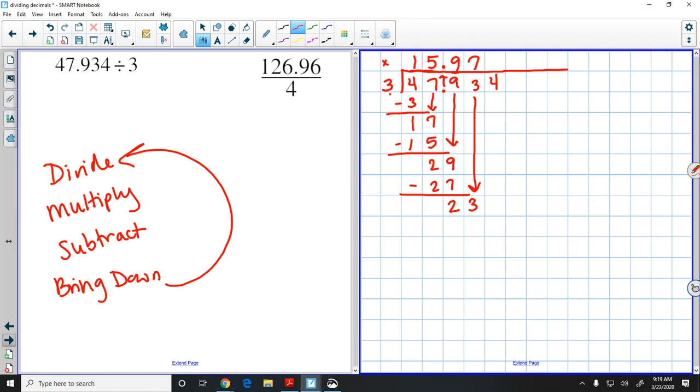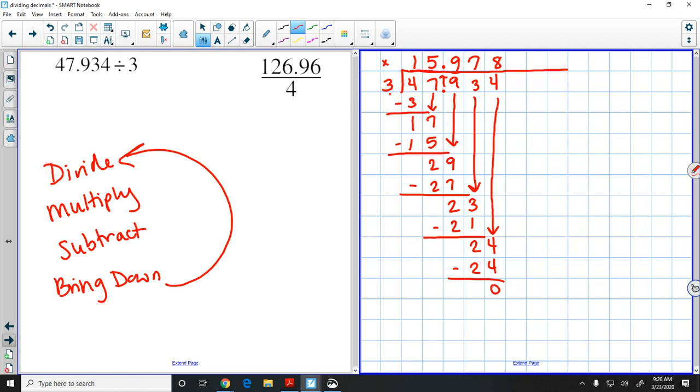7 times 3 is 21. Subtract. And bring down. All right, we know 3 will go into 24 8 times. 8 times 3 is 24. I subtract, and I get 0.